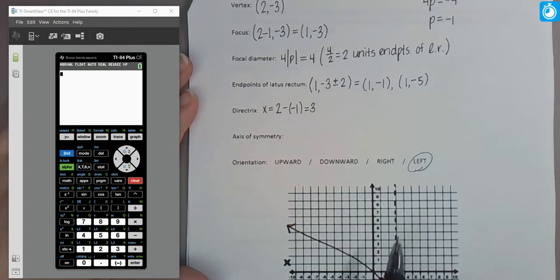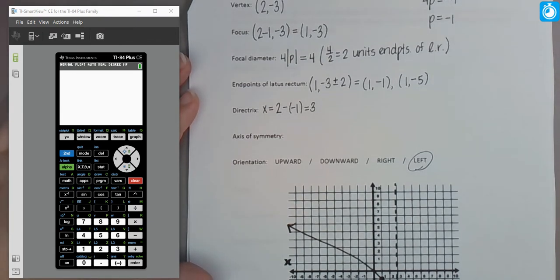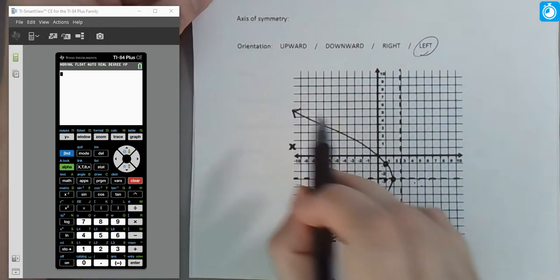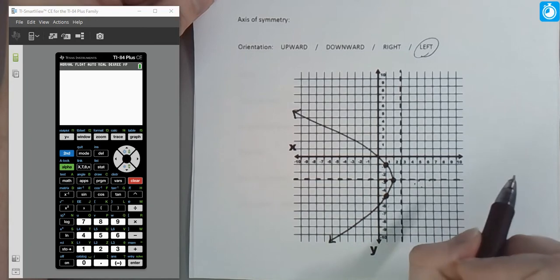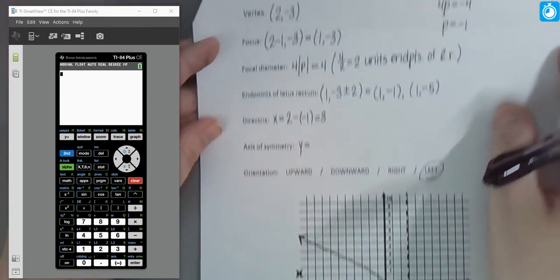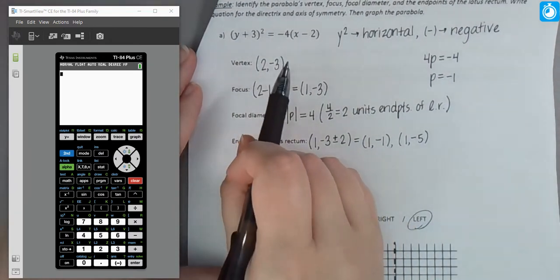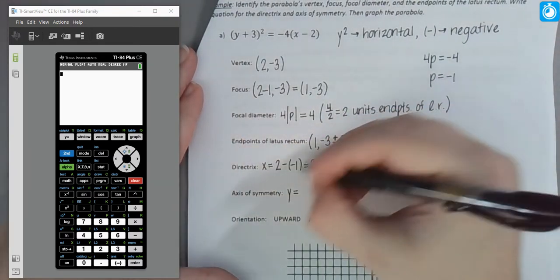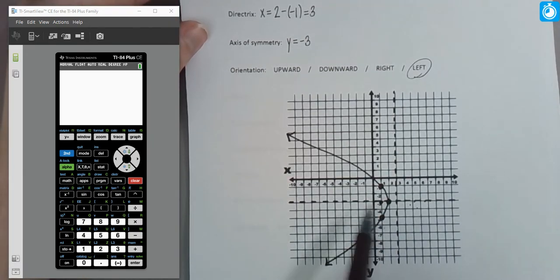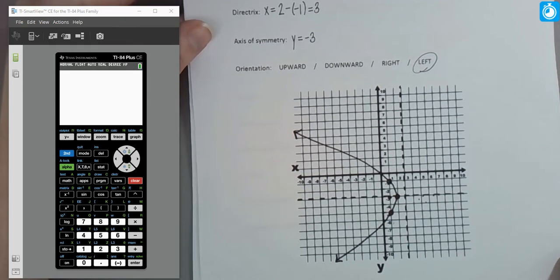And notice that is in fact where the directrix ends up, at x equals 3. So the algebra verifies what we see on the graph. Now the axis of symmetry, we don't actually have to do any adjustments there. Since we're talking about a horizontal parabola, it's going to be a horizontal line, so of the form y equals, and it's always going to be the horizontal line that passes through the vertex that has a y coordinate of negative 3. And sure enough, from the graph, we have a horizontal line at y equals negative 3. So that verifies that.